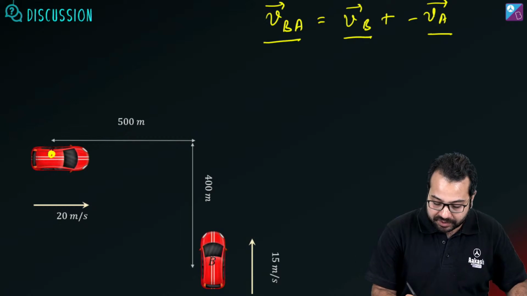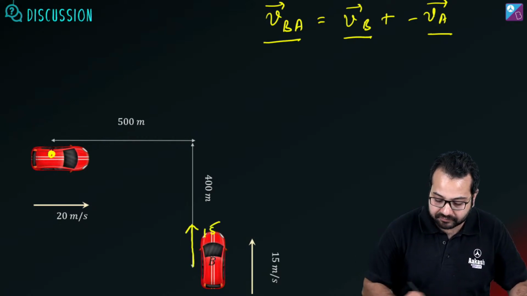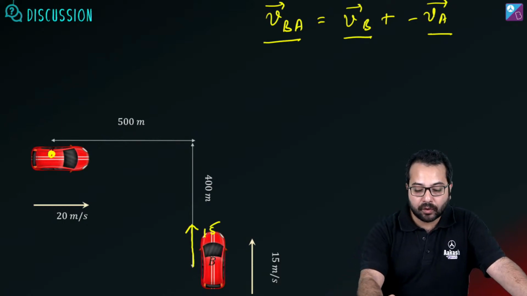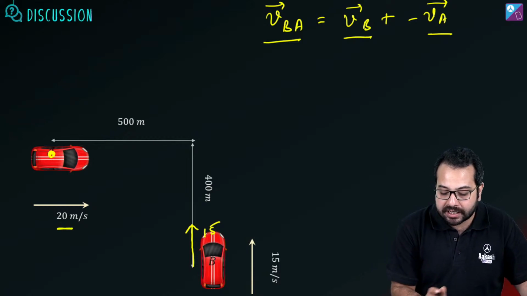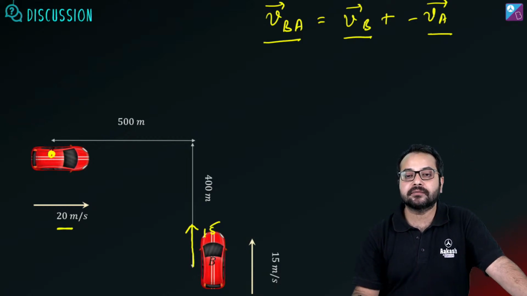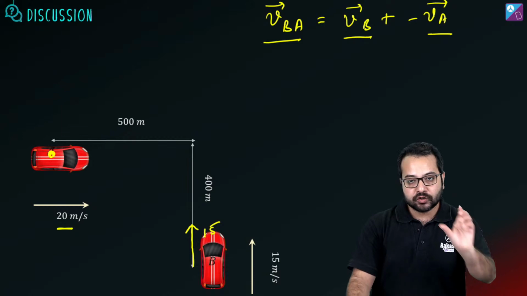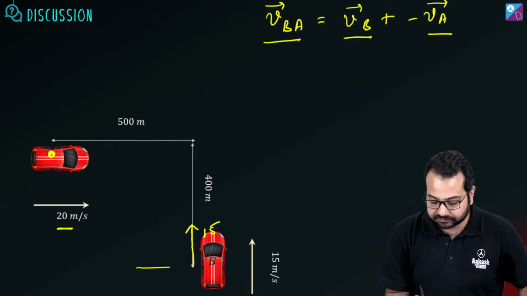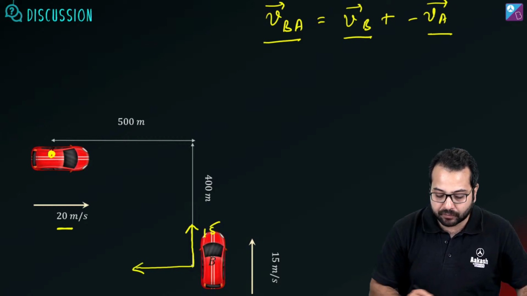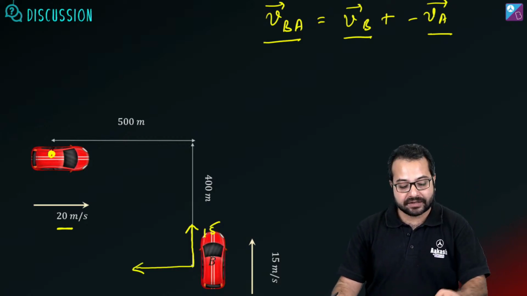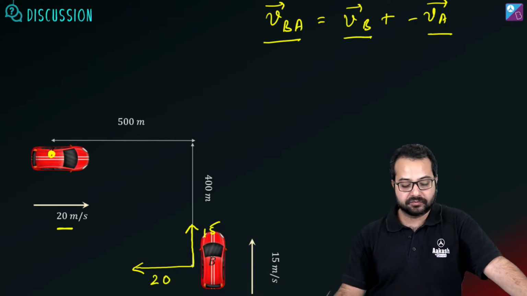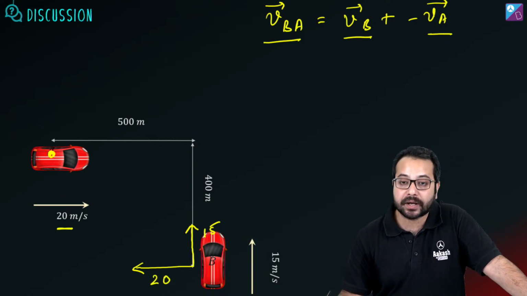What is velocity of B? Velocity of B is this, that is 15. Do you agree? And what is velocity of A? It is 20 in the east direction. So first we need to invert that. We have inverted that and then we have added it. So what is this going to be? This is going to be 20. Do you agree?